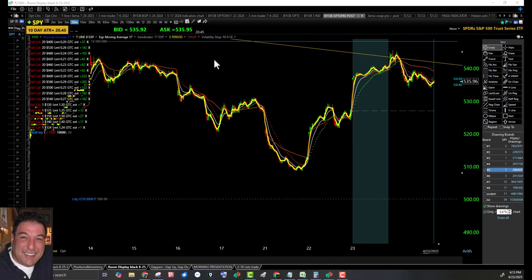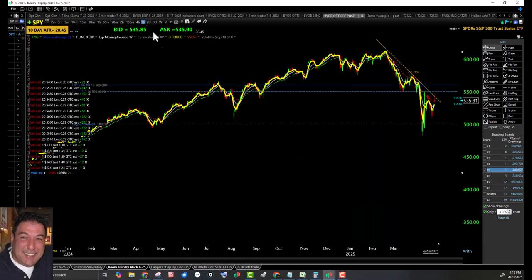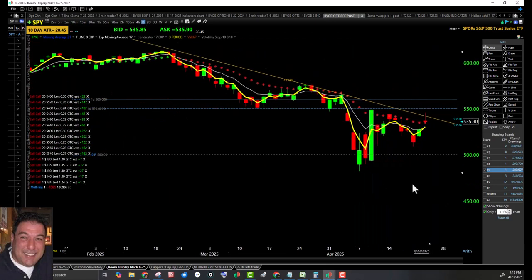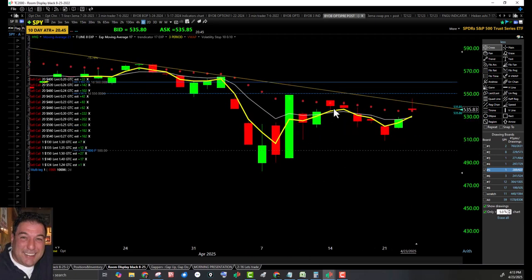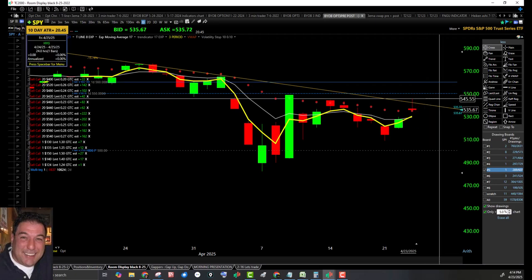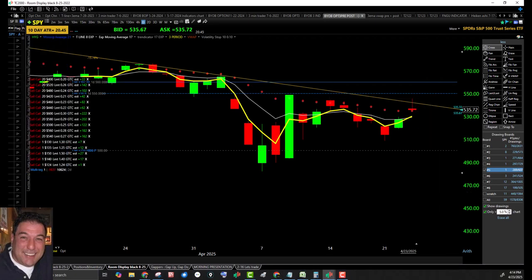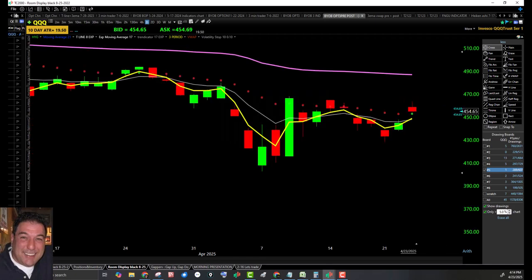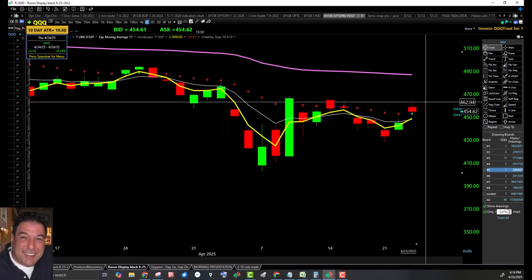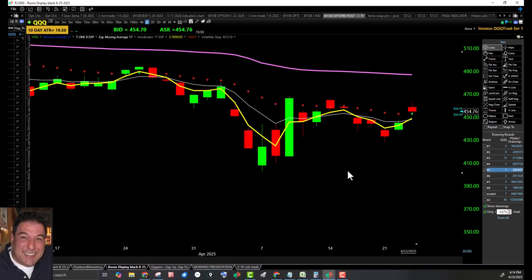Let's take a look at QQQ on the daily chart, all right? And let's see if they got an uptrend. Okay, we've got one candle here over the 17. They made a higher high. That's SPY. Let's try QQQ. Okay, QQQ, did they make a higher high? No, they did not. So QQQ is still stuck in a downtrend.